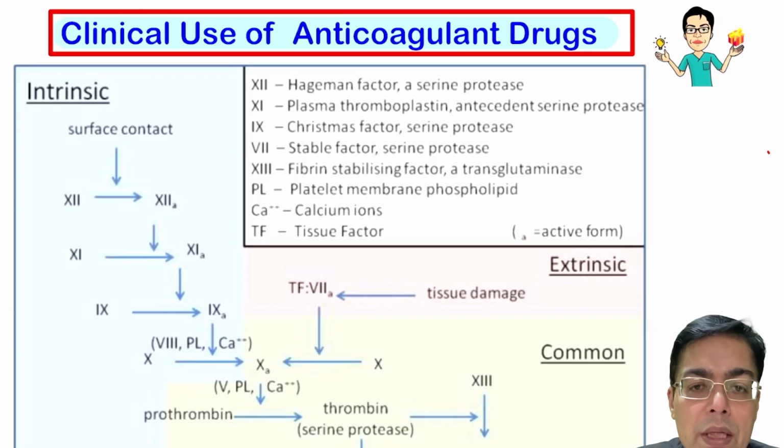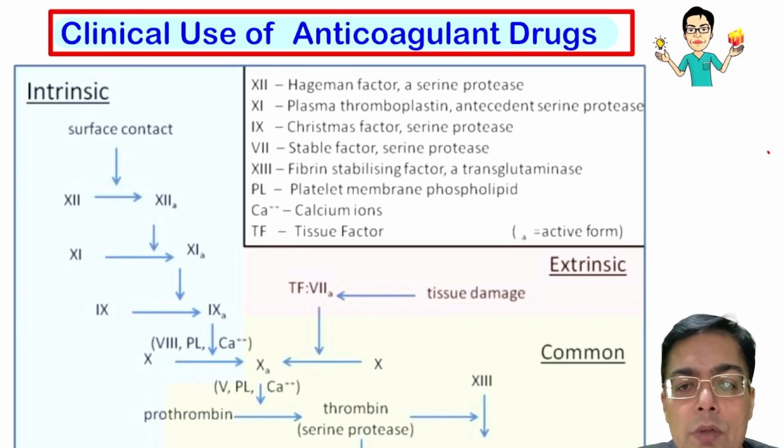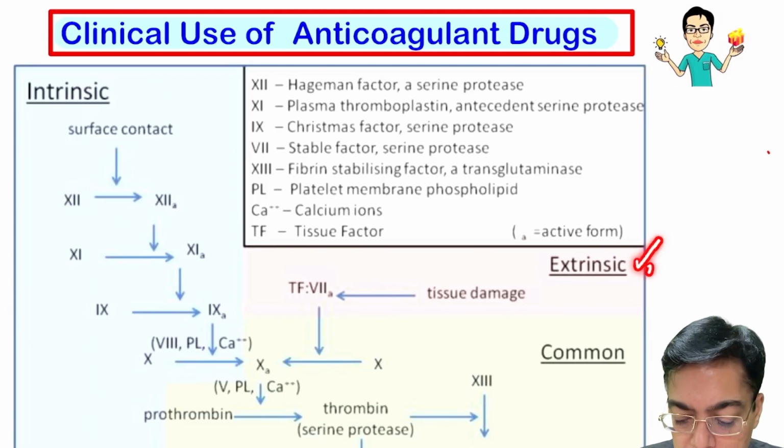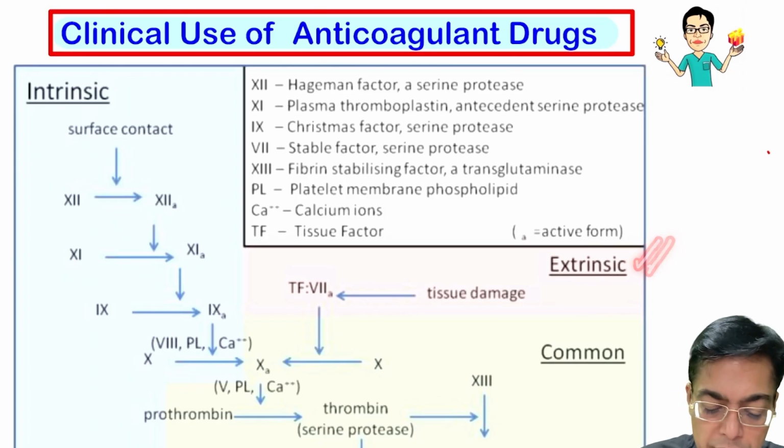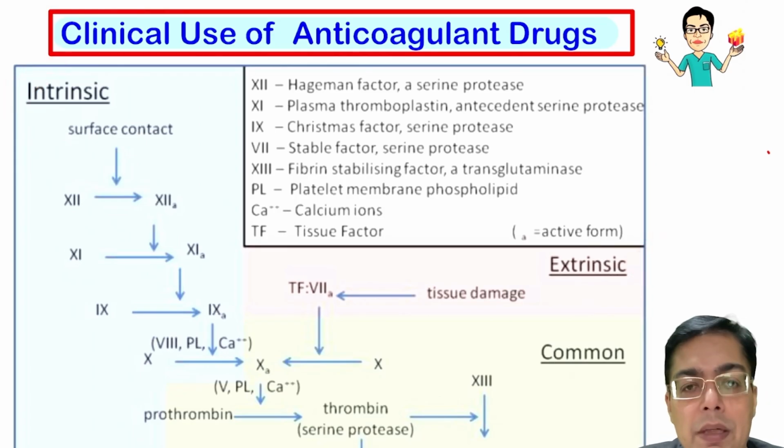They are going to be working by acting on either of the two pathways. Either they will inhibit the activity of the extrinsic pathway or they will inhibit the activity of the intrinsic pathway. So when these drugs are being given, they interfere with the activity of the clotting factors, and that is how they are going to be useful for the purpose of anti-clot formation.